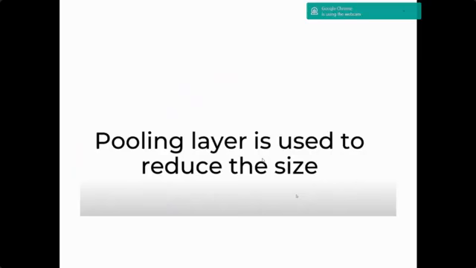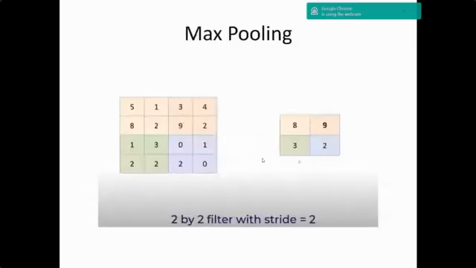Because the features are already identified, we still have to keep those features or filters intact, but we should also try to reduce the size, so that the computation could be faster. That is what we are going to do in the pooling layer. There are different pooling layers used. One is called max pooling, and the other is average pooling.